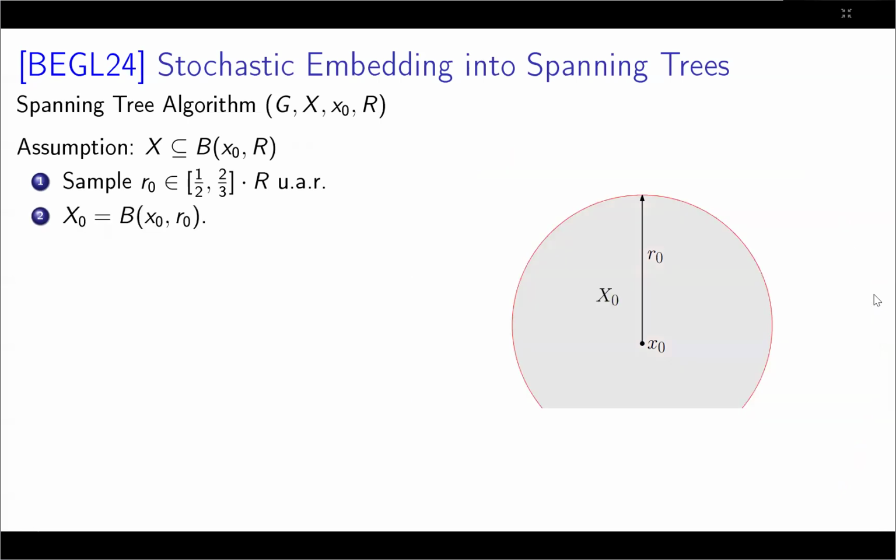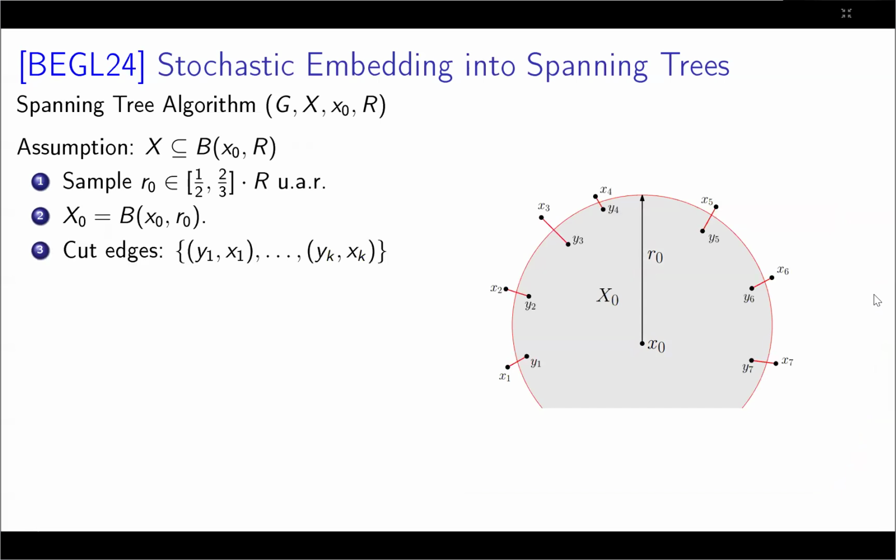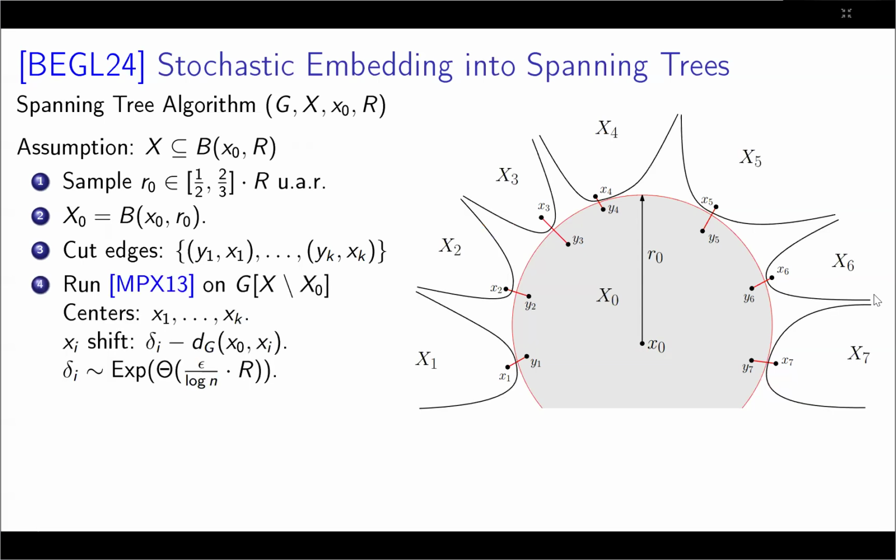And this will be the first cluster. Now comes the second interesting point. So look on all these edges that we cut. So take maybe things continuously or something. Some of the edges are being cut such that one point is inside the wall and the other is outside. And what we'll do now is run MPX with respect to these points.